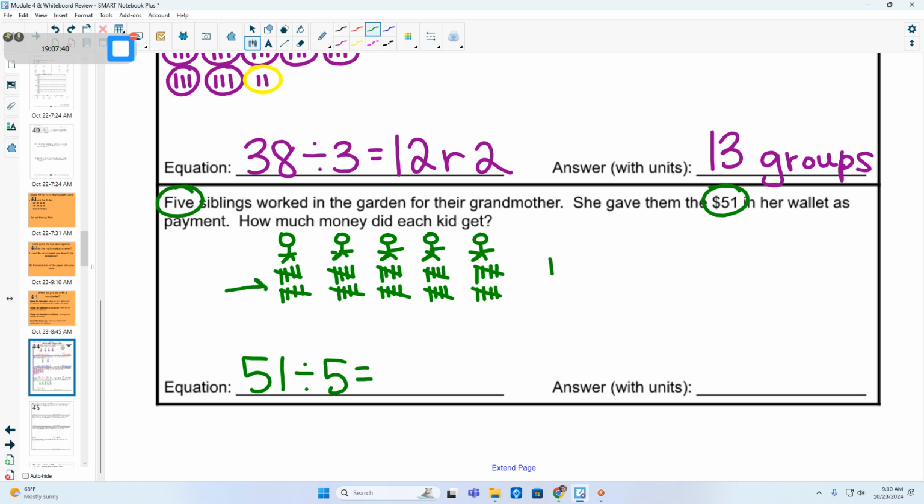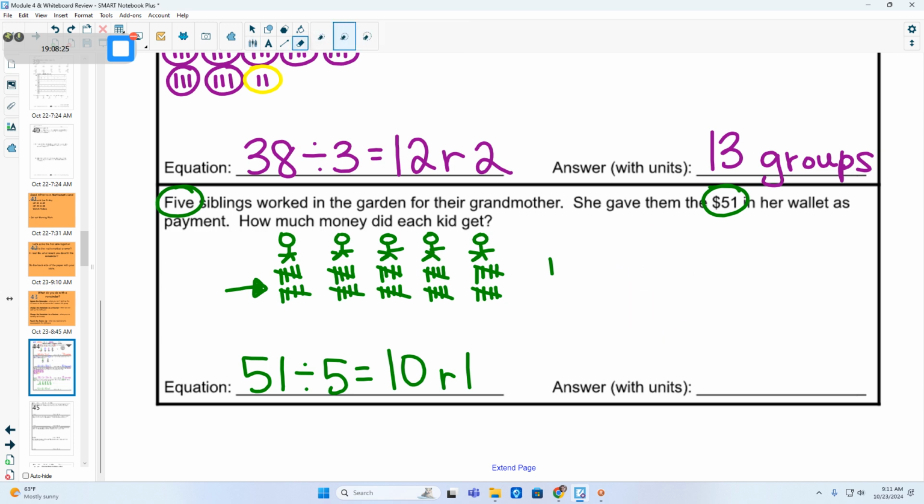So look, how much money did each kid get? Each kid gets $10 and there's $1 left over. And no one's going to ignore $1. And if we're trying to be as fair as possible, we're going to divide that $1 between those 5 kids, okay? And $1 divided between 5 kids would be 20 cents each, okay? Because 20 plus 20 plus 20 plus 20 plus 20 equals 100 cents right there. So each kid is going to get 20 cents.